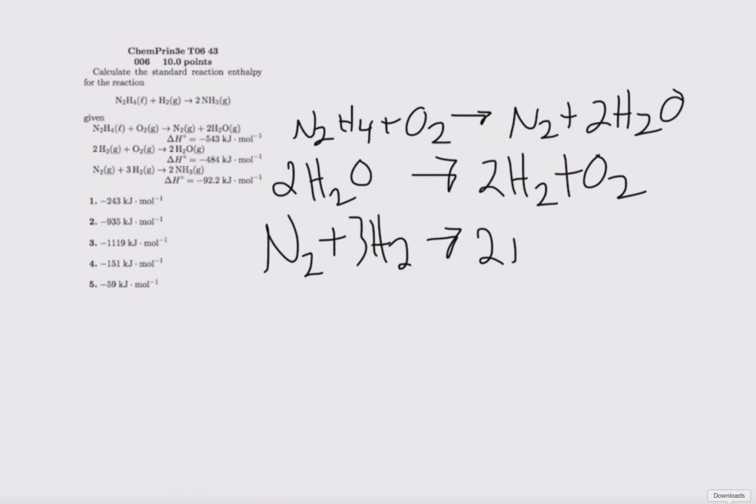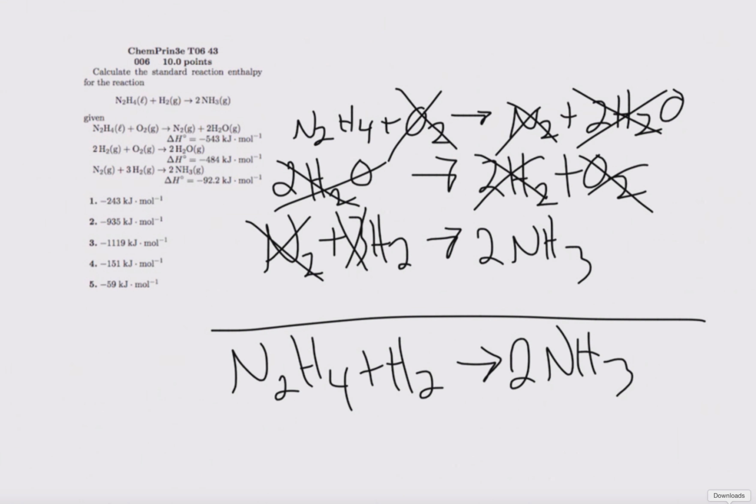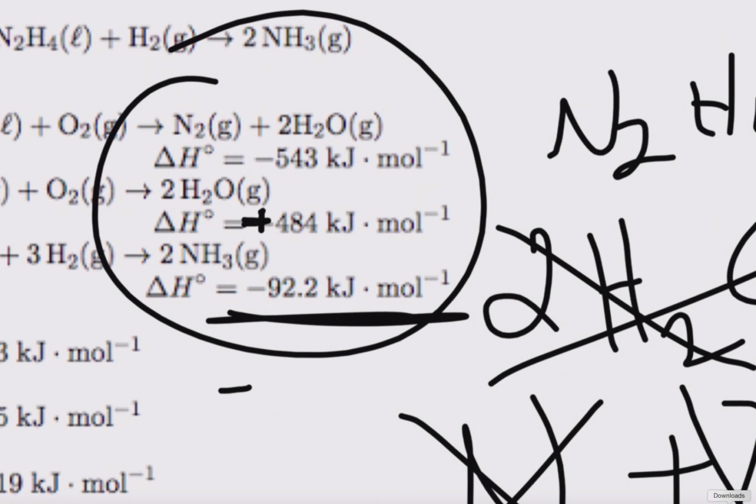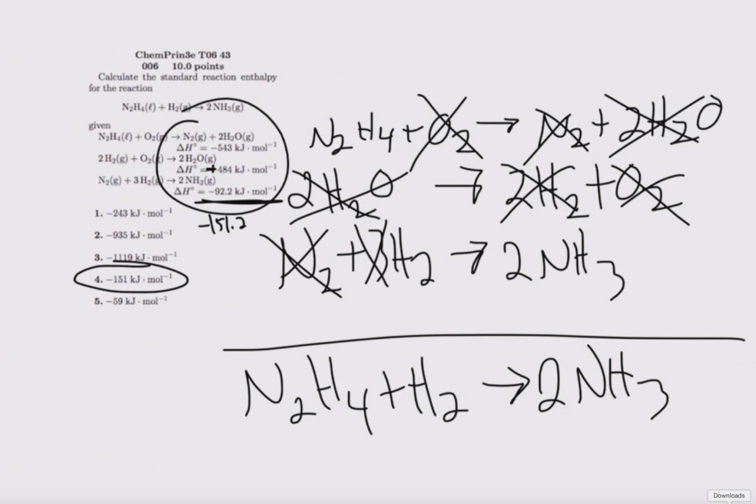So then to find the energy, we take the energy of the 3 reactions up here. The only difference is this second reaction, we flipped it around, so we make that a plus 484 instead of a minus. Total all that up, and we get negative 151.2 kilojoules. Okay, which is closest to the 151 answer there.